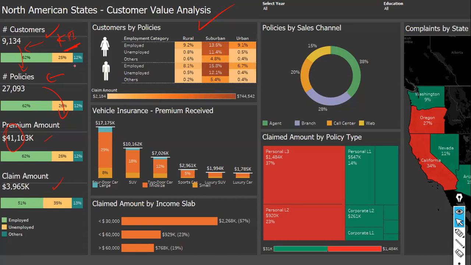Similarly, when it comes to business, these are all metrics. For this insurance company, these are the metrics, or the KPIs. It is also called KPI, key performance indicator. KPI stands for key performance indicator.